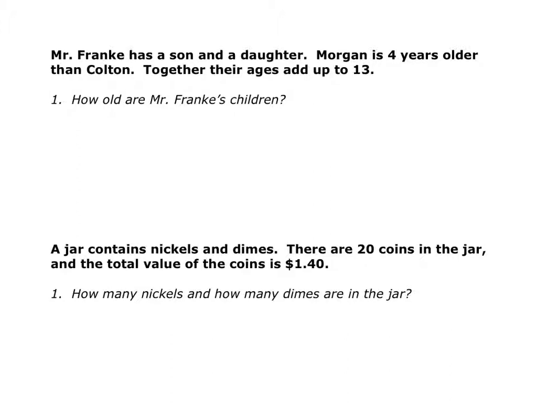Okay, our next problem says, Mr. Frankie has a son and a daughter. Morgan is 4 years older than Colton. Together, their ages add up to 13. Now, remember, we have our 2 types of equations. The first one is going to be Morgan plus Colton, and it says that together their ages add up to 13.